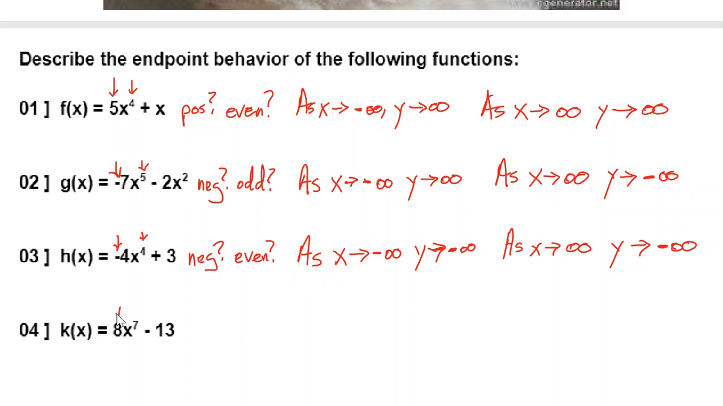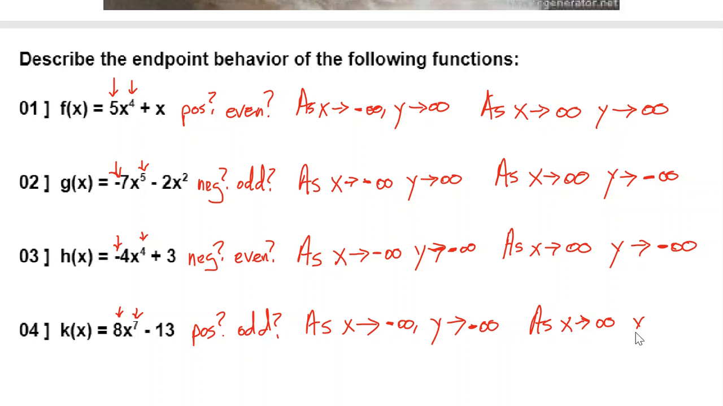And then lastly, we have a positive with an odd. Which means that as x is going down, so is y. And as x is going up, so is y. That is straight off the first example from the notes.